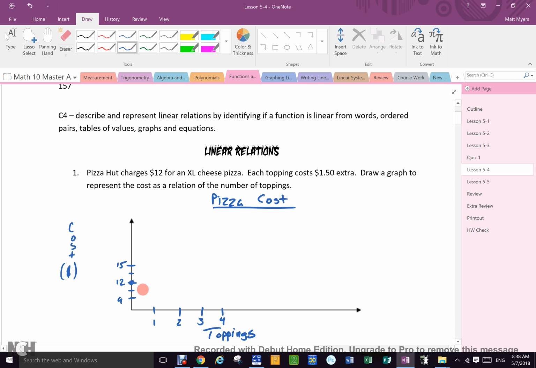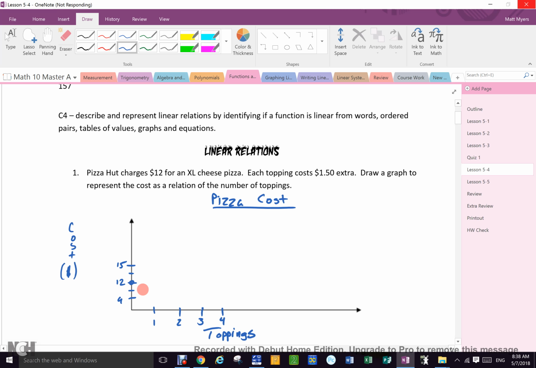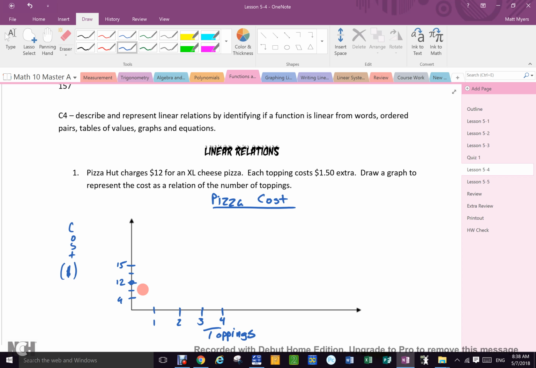All right. Now, at 1 topping, what does my dependent variable become? $13.50. At 2, what does it become? 15. At 3, what does it become? 16.50. At 4, what does it become? 18. And then we're going to stop because more than 4 toppings on a pizza is grody.